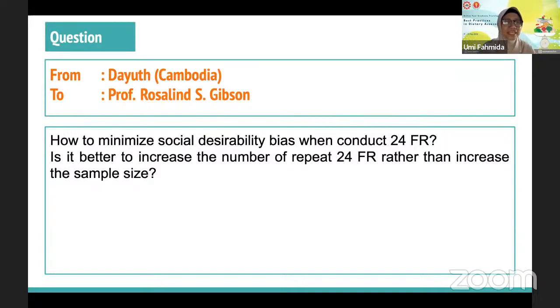From Cambodia, Dayut, asking how to minimize social desirability bias when conducting 24-hour food, I think dietary recall, yeah? Or food record. So is it better to increase the number of repeat 24-hour food records or dietary records rather than increase the sample size? So which is more recommended, more days or more people? Okay, I actually looked this up, and intake.org suggests that it's better to increase the number of repeats rather than increasing the sample size. So straightforward answer, that answers your question, Dayut from Cambodia. And we still have questions?